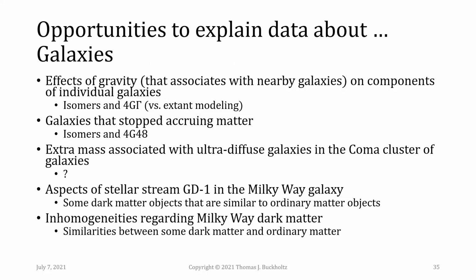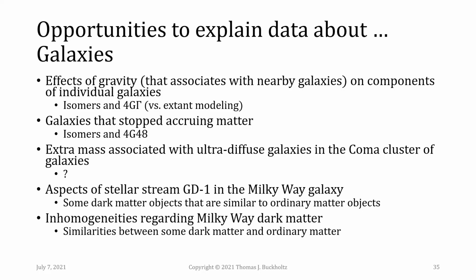Here are some opportunities related to galaxies. People studied gravitational effects, associated with nearby galaxies, on components of individual galaxies. People report discrepancies between what they would expect, based on extant modeling, to observe and what they observe. Perhaps my notions of isomers and 4G components can provide some insight. People report observations of galaxies that seem to have stopped accruing matter. Maybe isomers and 4G48 repulsion can help explain a lack of further nearby material to accrue.